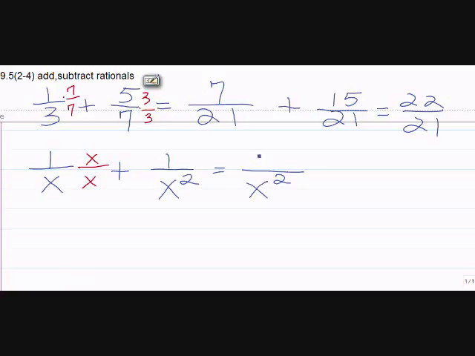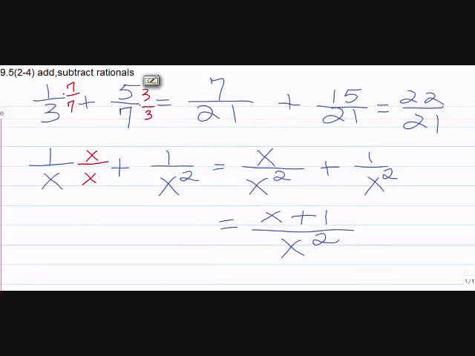and I get 1 times x is x. So I've got x over x squared plus, I don't have to do anything to the second fraction because it was already x squared. And I get, add the numerators, x plus 1 over the common denominator of x squared. So it's this common denominator that's tricky.